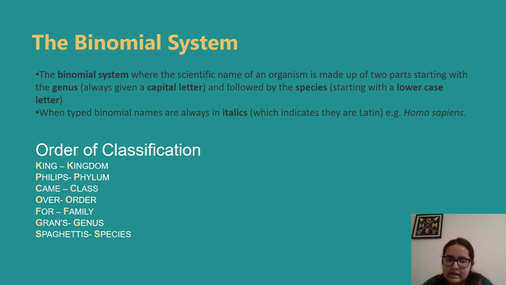This can be memorized by the mnemonic King Phillips Came Over For Good Spaghetti. King stands for kingdom, Phillips for phylum, Came for class, Over is order, For is family, Good is genus, Spaghetti is species.